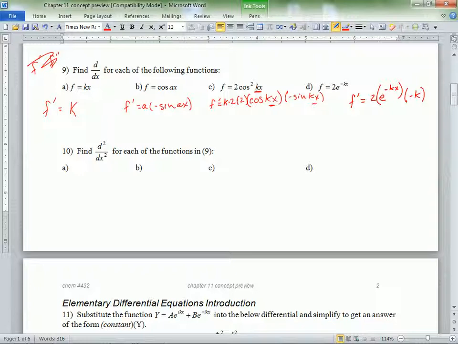Okay, let's try these now. So we have the first derivative. Now we just gotta find the second derivative. So the first one would be gone. Yeah, so on this first question, on A, my second derivative is just going to be 0. Because k is just, think of it as a number, 6. It has to be 0. Next one.